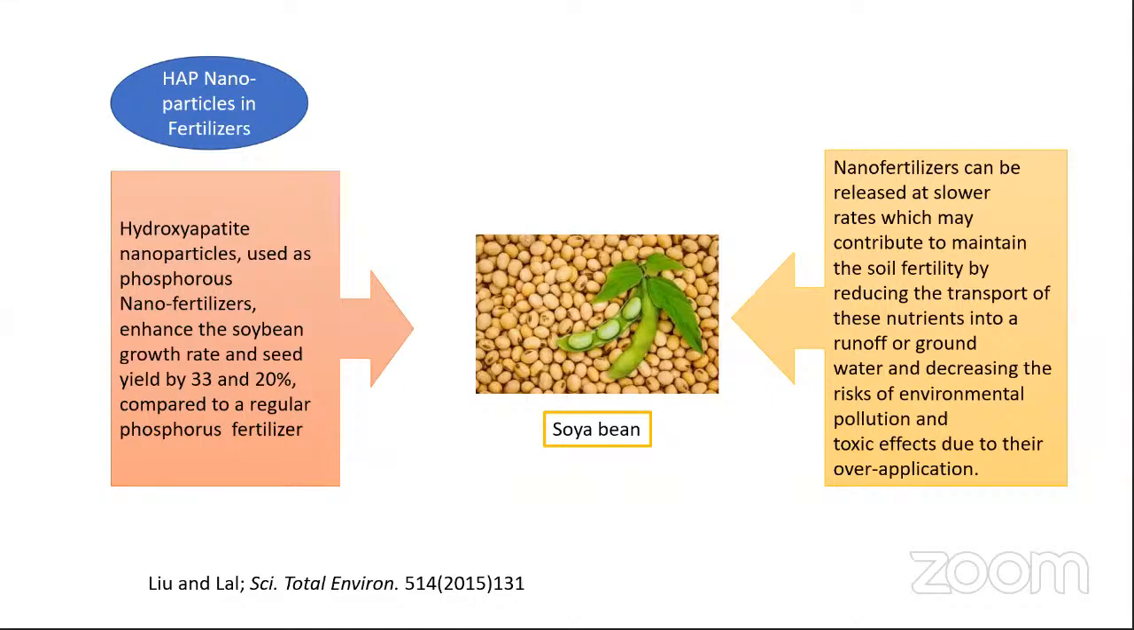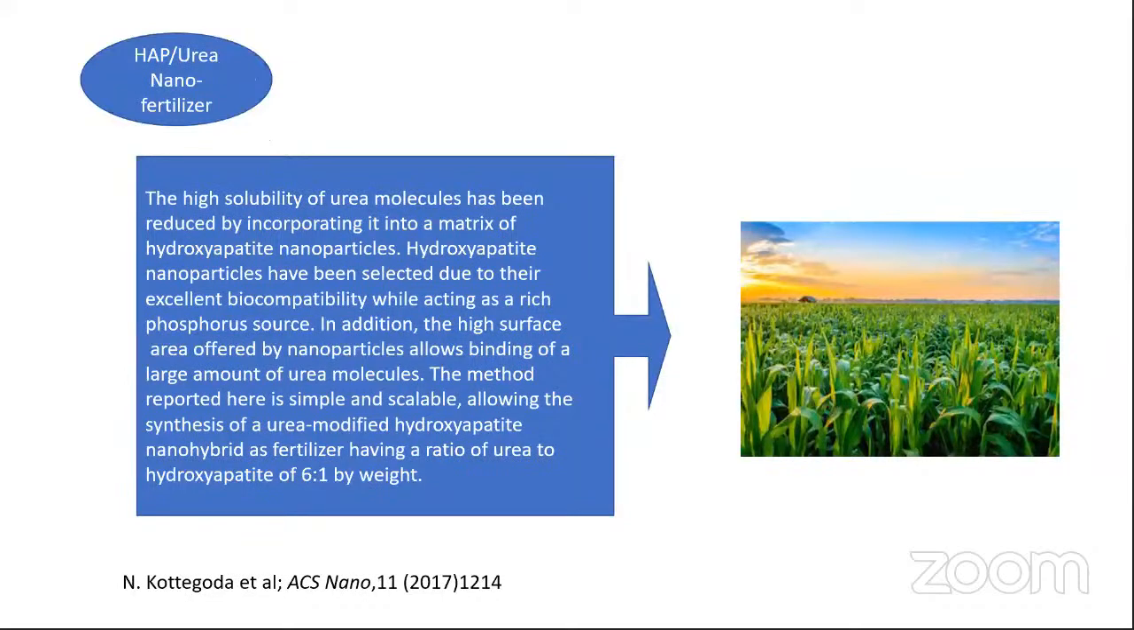Now come to the next slide. Another is hydroxyapatite urea nanofertilizer. The high solubility of urea molecules has been reduced by incorporating it into a matrix of hydroxyapatite nanoparticles. Hydroxyapatite is poorly soluble or insoluble, and urea is very much soluble in water.